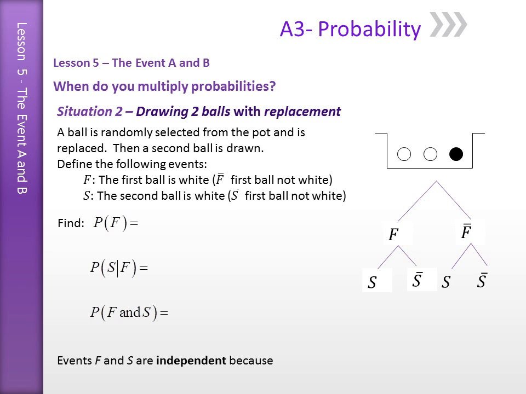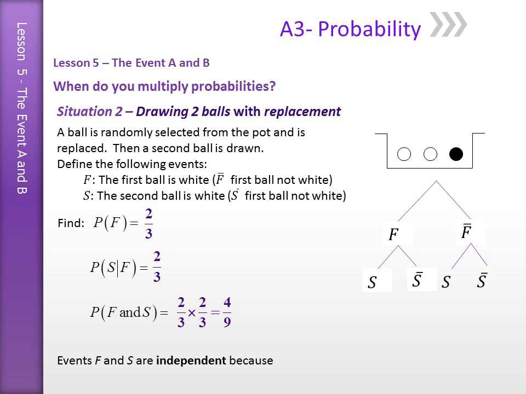Now, when we're looking for the probability of the first ball being white, it's going to be the same as it was before, 2 out of 3. But now we're replacing that white ball, so we're right back to having 3 balls in there, 2 white and 1 black. So the probability of the second ball being white, given that the first ball was white, goes right back to 2/3. And the probability of F and S would be now 2/3 times 2/3, which is 4/9.